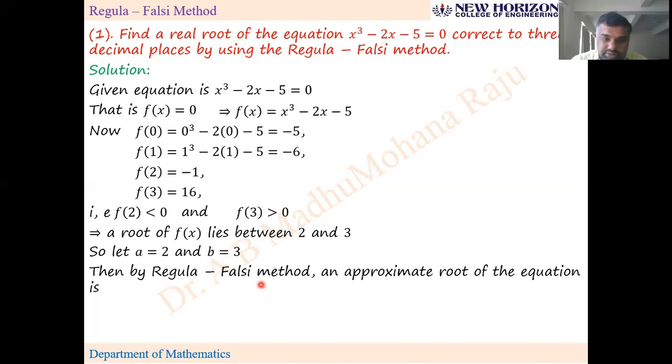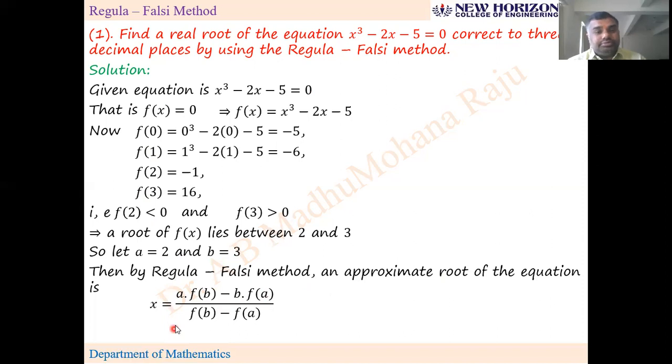Then by the regula falsi method, the formula for an approximate root of the given equation is x equals a into f of b minus b into f of a, divided by f of b minus f of a. Now we have to substitute the a, b and f of b values in this and find the x value. After finding the x value, check the sign of f of x.